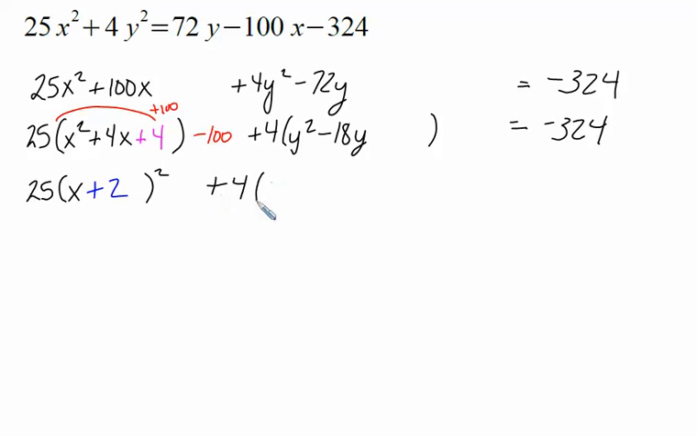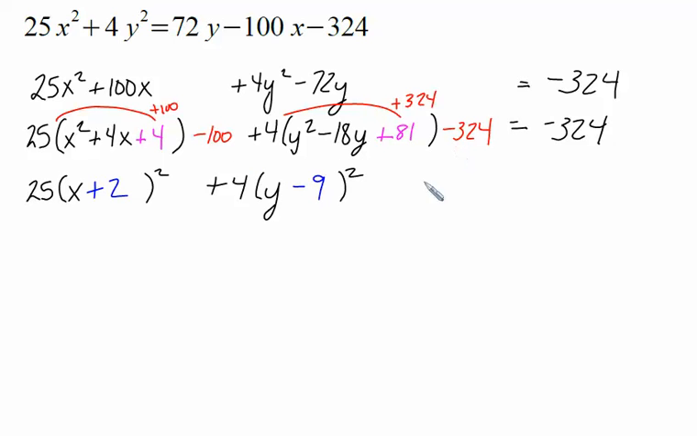Then with the y terms, what's going to go in the parentheses when we complete the square would be a minus 9, cutting the negative 18 in half. 9 squared is 81, but we have to be careful and be mindful of the fact that what we really have thrown in here is a plus 324, so we really have to subtract off 324.